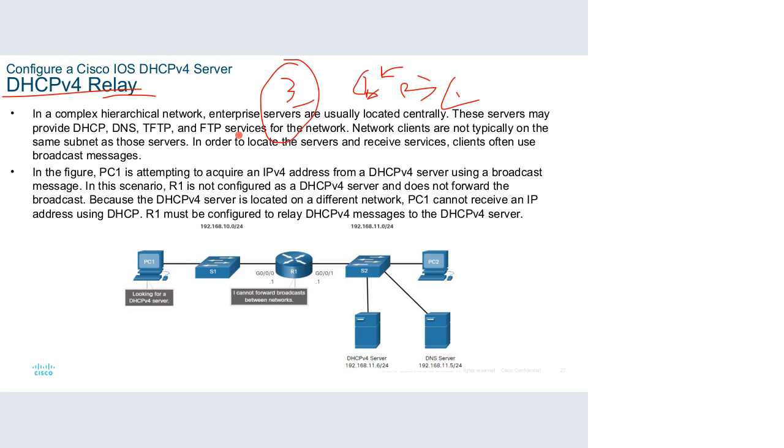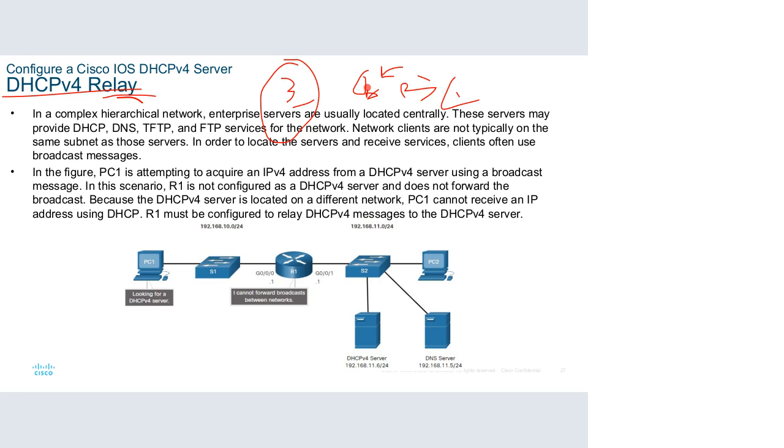So I'm saying the relay is supposed to help us in a scenario where we have 3 different networks, or 4 or 5. I was giving an example that if you have network A, network B, and network C, and your DHCP server is in network A, your clients or network nodes in B and C will not be able to receive IP from the DHCP server located in network A. So what do we do in such a scenario?